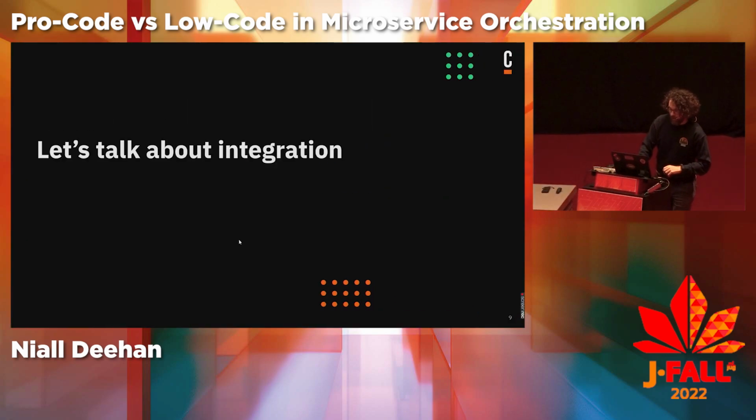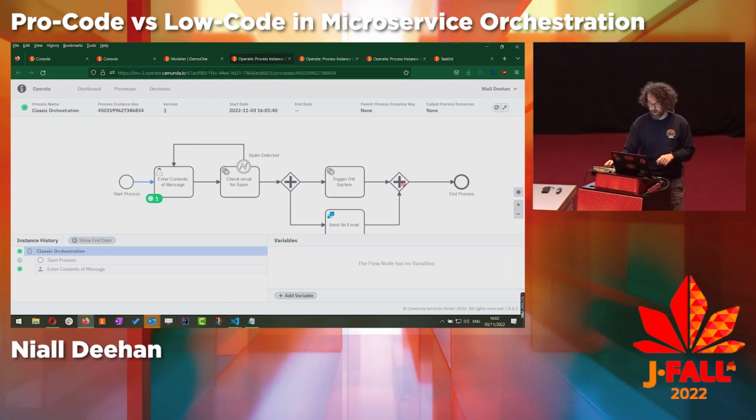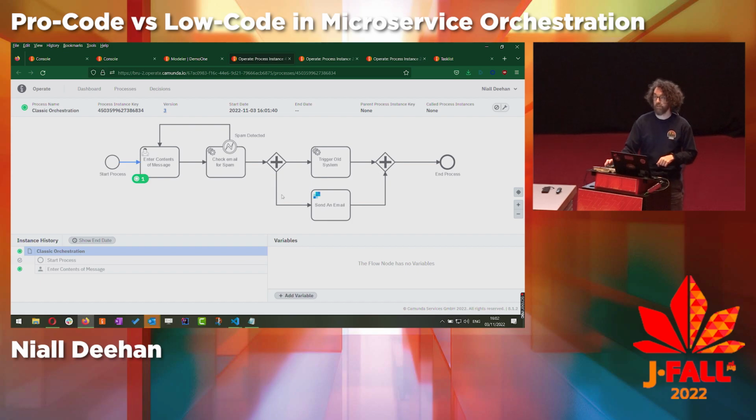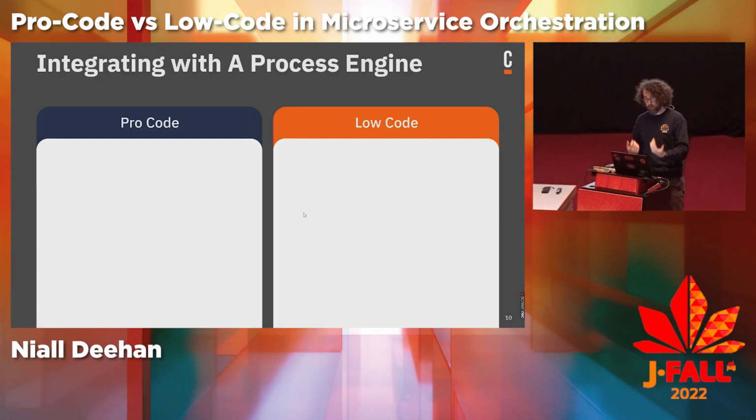So now let's talk about integration. When I talk about integration, I'm talking about the little microservices that are represented by these boxes, and how people might want to trigger those. And the two ways right now that orchestrators in general choose to go are a concept called pro code and a concept called low code. So they both come from different perspectives.